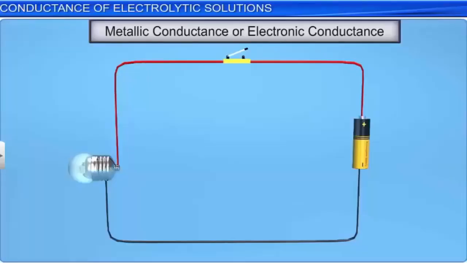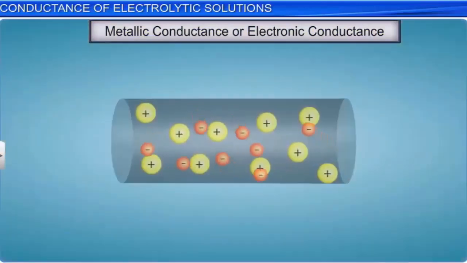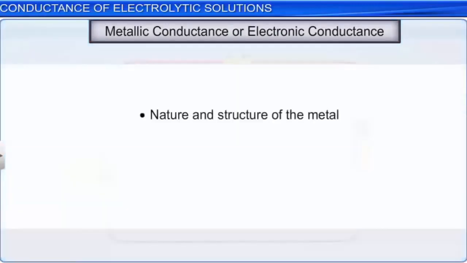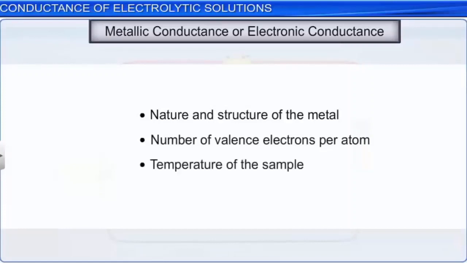Now let's discuss the conductivity in metals, that is, metallic conductance. Metallic conductance, or electronic conductance, is the electrical conductance through metals. As the name indicates, the conductance is due to the flow of electrons in the metal. Metallic conductance depends on the nature and structure of the metal, the number of valence electrons per atom, and the temperature of the sample.